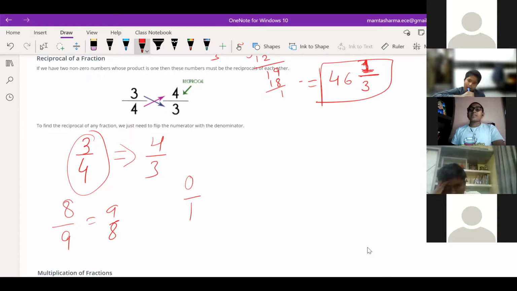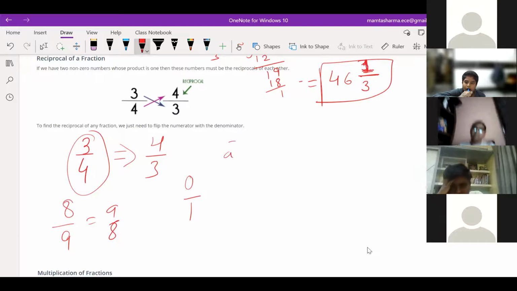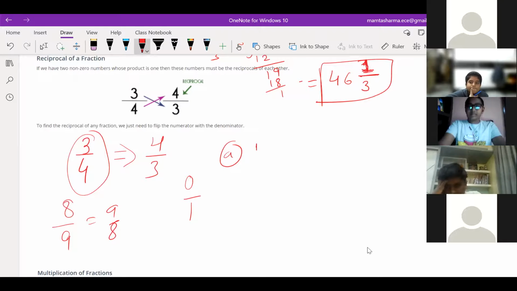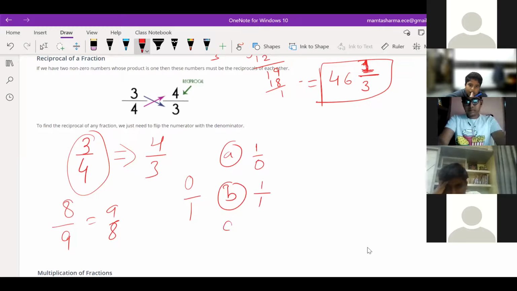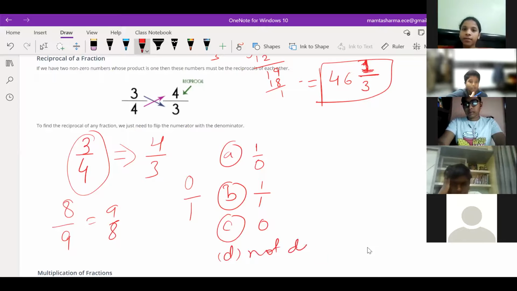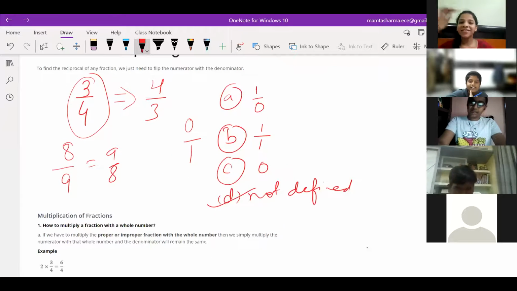I am giving you options. Option A is 1 by 0. Option B is 1 by 1. Option C is 0. Option D is not defined. Not defined. Yes, fine, not defined.